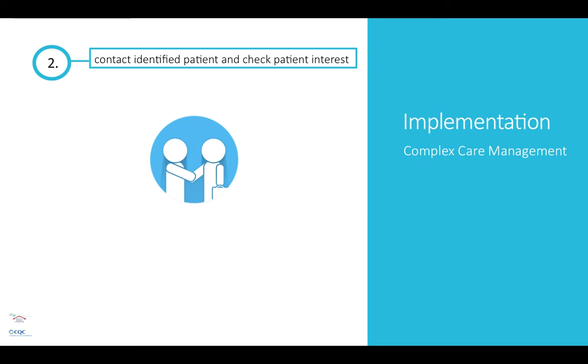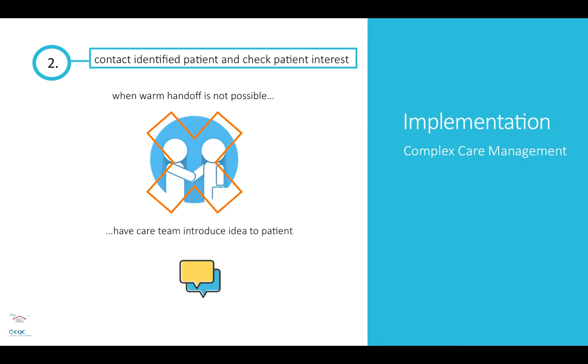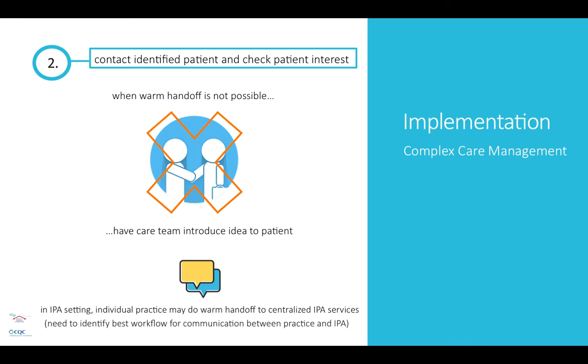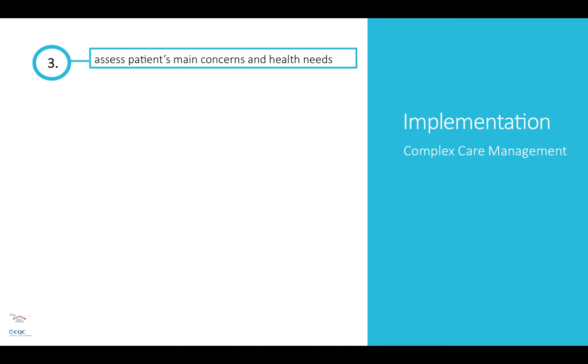When a warm handoff is not possible, it is advisable to have the care team introduce the idea to the patient. Similarly, in an independent practice association, a practice may do a warm handoff to centralized services from the IPA. Such a practice would identify the best workflow for communication between the practice and the IPA. For example, an MA dedicated to complex care management coordination could be the point person for warm handoffs.